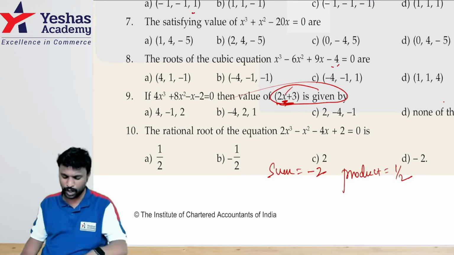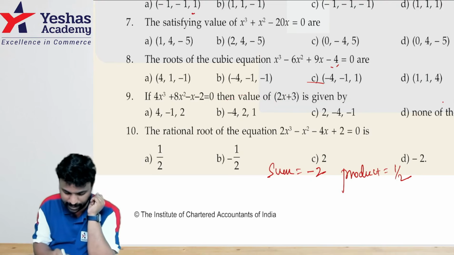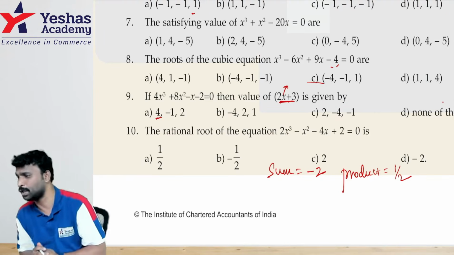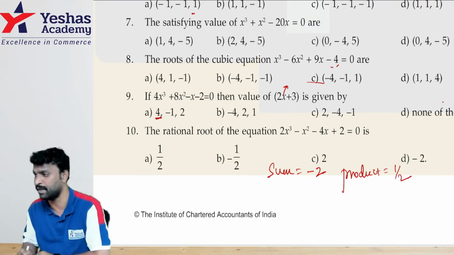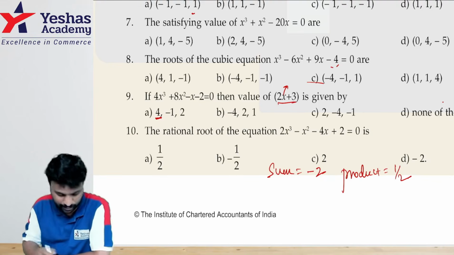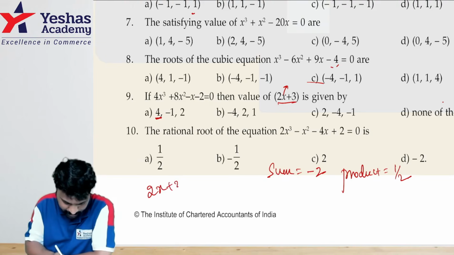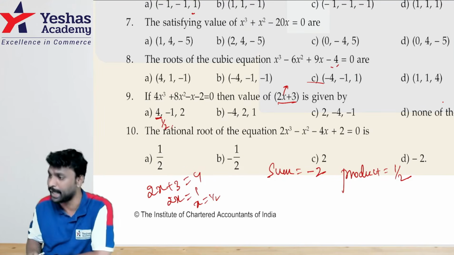Now everybody, what you have to do is hit the options. I mean to say, 2x plus 3 will be equal to 4. Because I need to find the values of x, which is nothing but the root. If I equate 2x plus 3 to 4, the first value, I would get the value of x. How do I get the value of x? 2x plus 3 equal to 4, so 2x equal to 4 minus 3, which is 1. So x equal to 1 by 2. So the first value of x is 1 by 2.